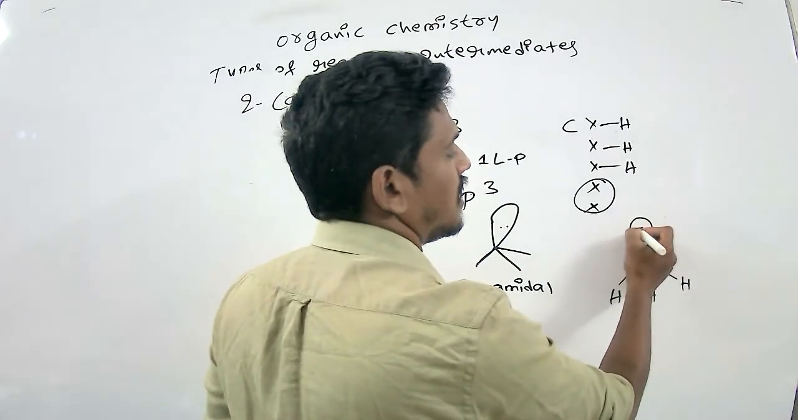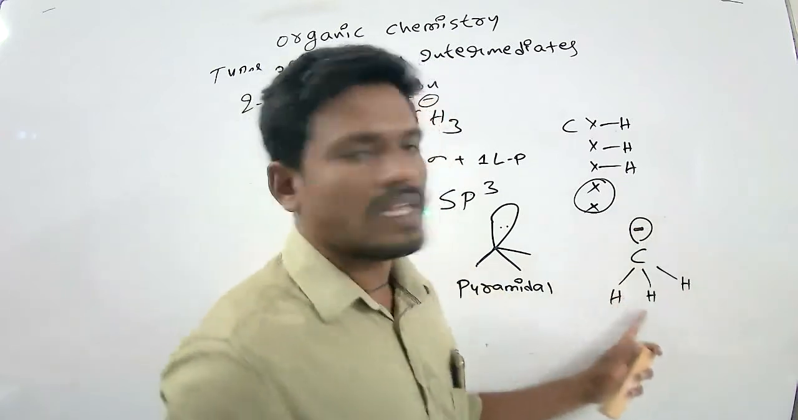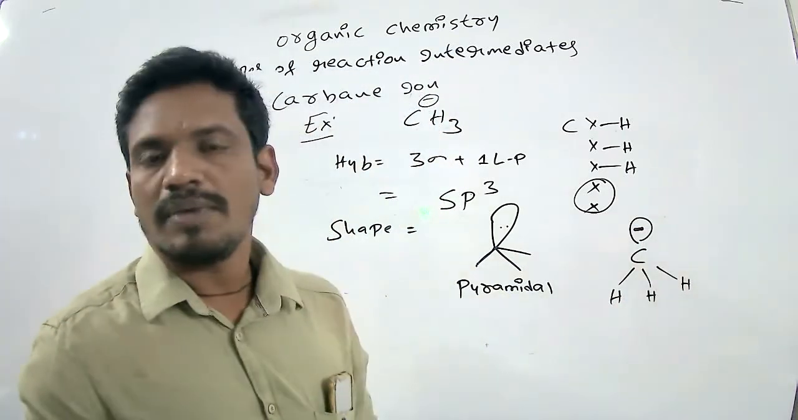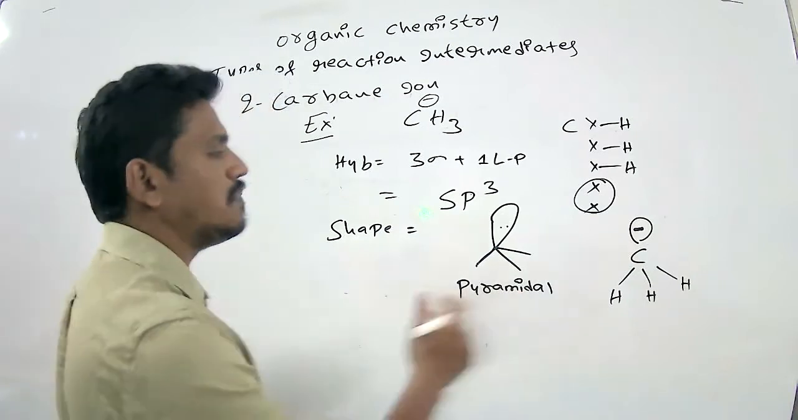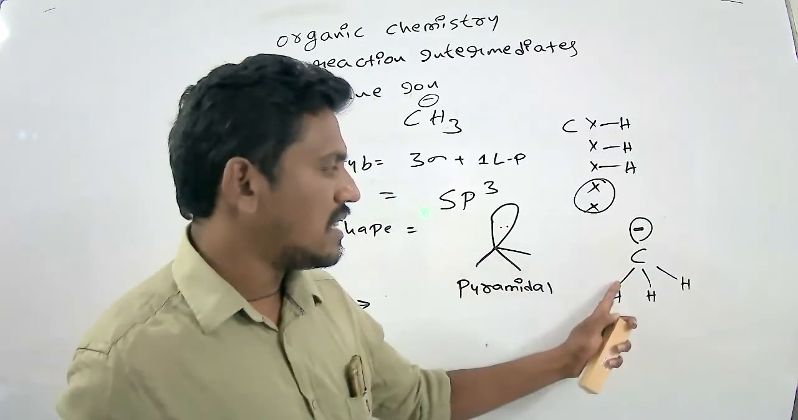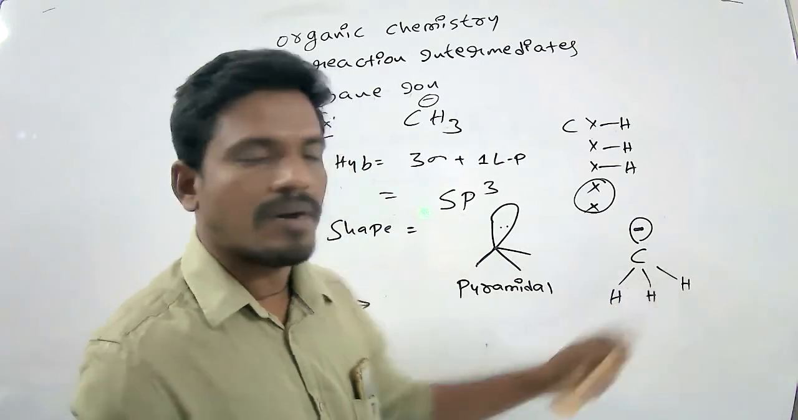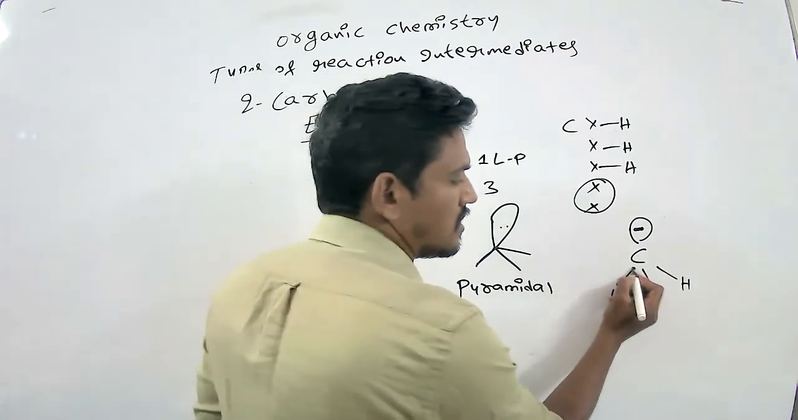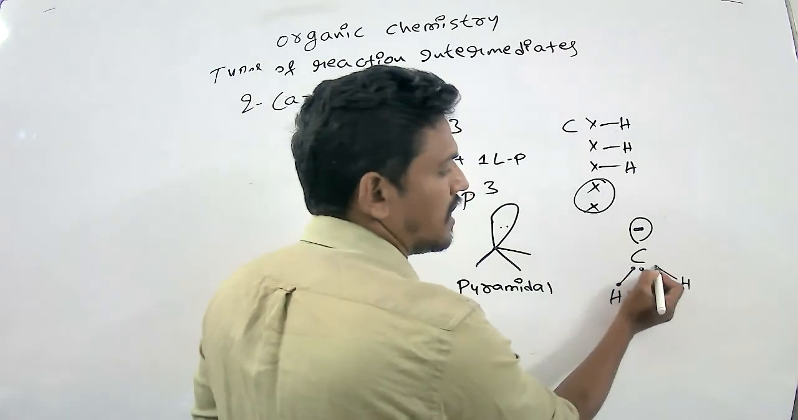So this is a negative charge, and there are 3 other bonds like this. So this is the pyramidal shape of carbanion. Now in this pyramidal shape, the carbanion properties can be written like this. There are 3 sigma bonds, 1, 2, 3. 3 sigma bonds means 6 electrons, so each sigma bond is the result of one pair of electrons.